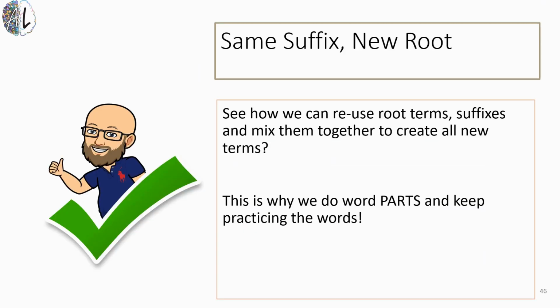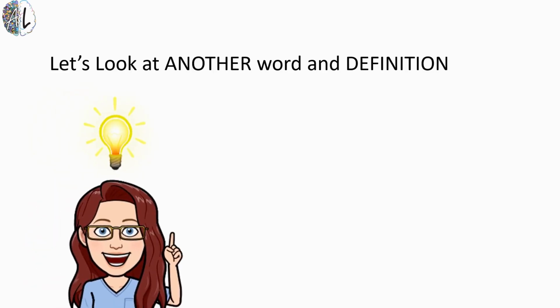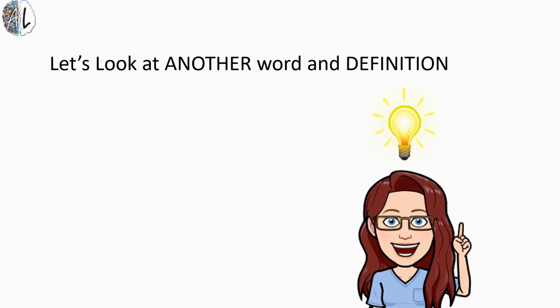So in this case, we had the same suffix of gen with a new root. This is why we want to understand word parts and not practice full words or just memorize full words. When you have to learn full terms, you have to memorize thousands upon thousands of terms. If we're reusing different root terms and reusing different suffixes and just scrambling them up, by memorizing those individual pieces, it becomes much easier to understand terms that you have never seen before. So make sure that you understand your word parts and practice your words. Let's look at another word and its definition.